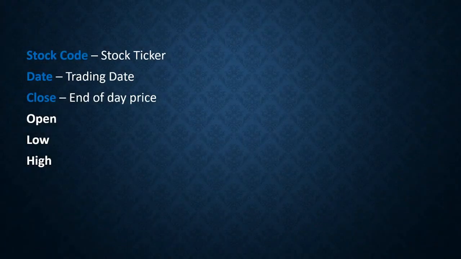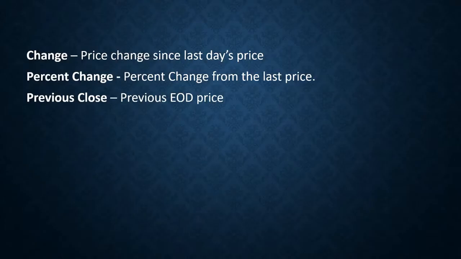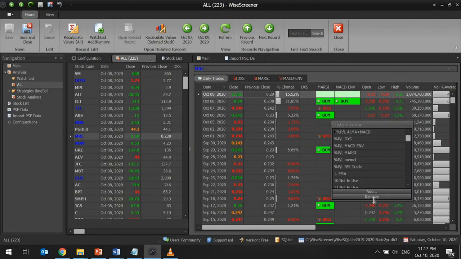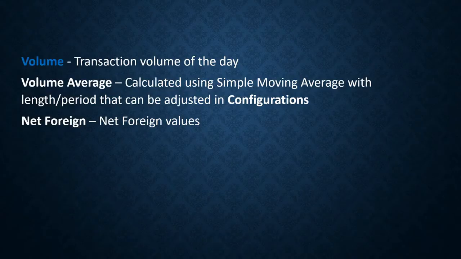Stock code is stock ticker. Date is trading date. Close is end of day price. Open, low, and high values. Change is price change since last day's price. Percent change is percent change from the last price. Previous close is previous EOD price. Volume is transaction volume of the day. Volume average is calculated using simple moving average with length and period that can be adjusted in configurations. Net foreign is net foreign values.